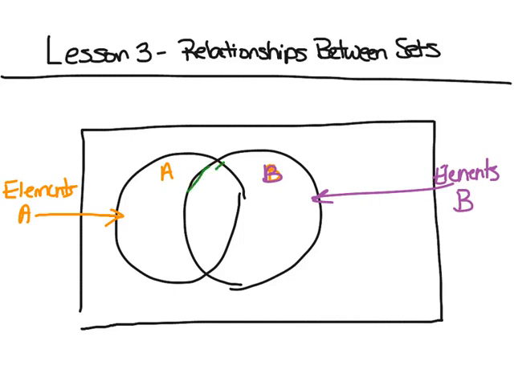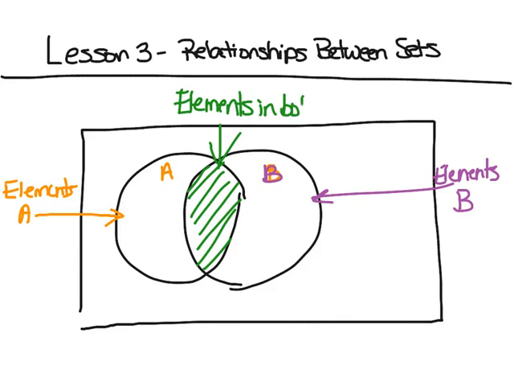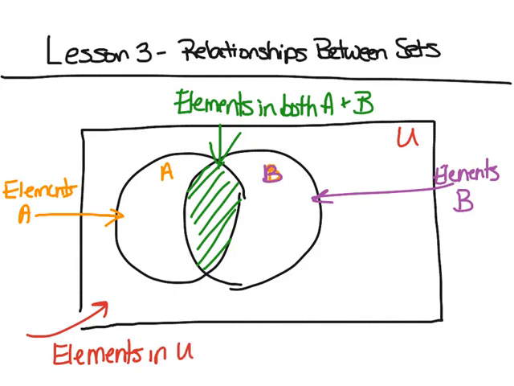In this shaded region right here, this is our intersection. So it's the elements that are in both A and B. And anything that's not in the circle is elements that are part of U, our universal set, but not A or B.